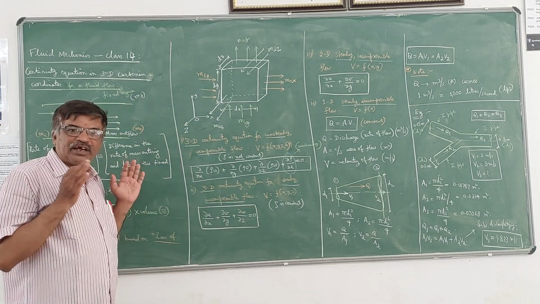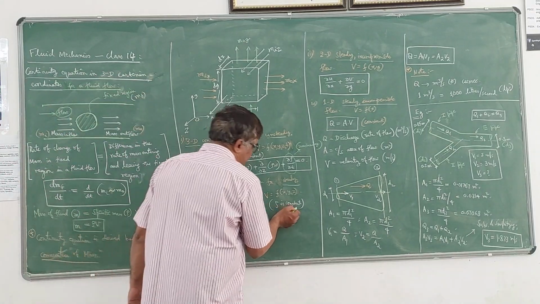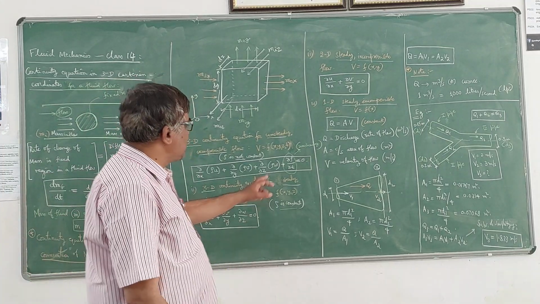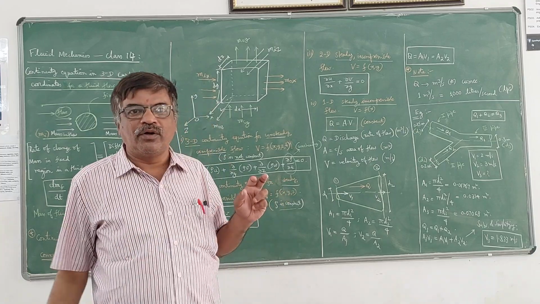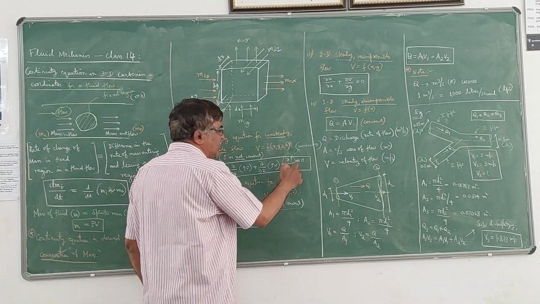In the case of steady incompressible flow, what happens? This rho becomes a constant. This is the important thing. Rho is a constant. It won't vary with respect to time. Since rho becomes a constant, dou rho by dou t becomes 0. Rho is constant with respect to time, so its derivative will be 0. This term will not be there.